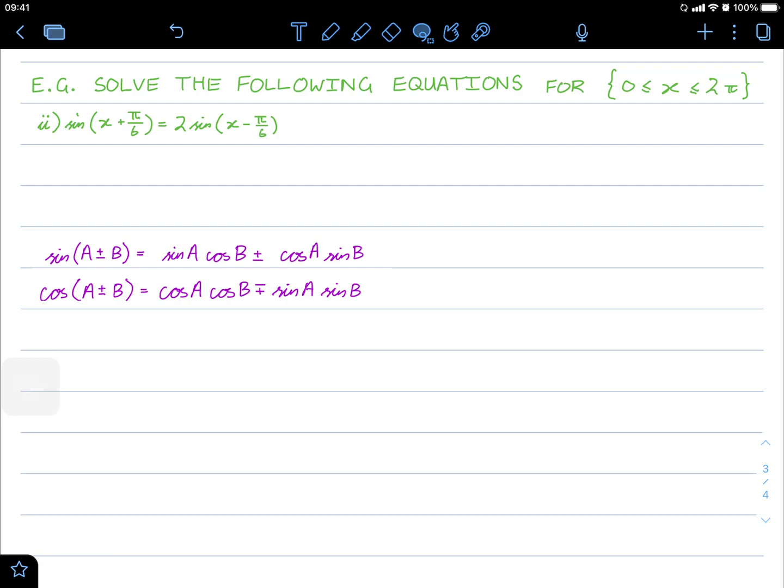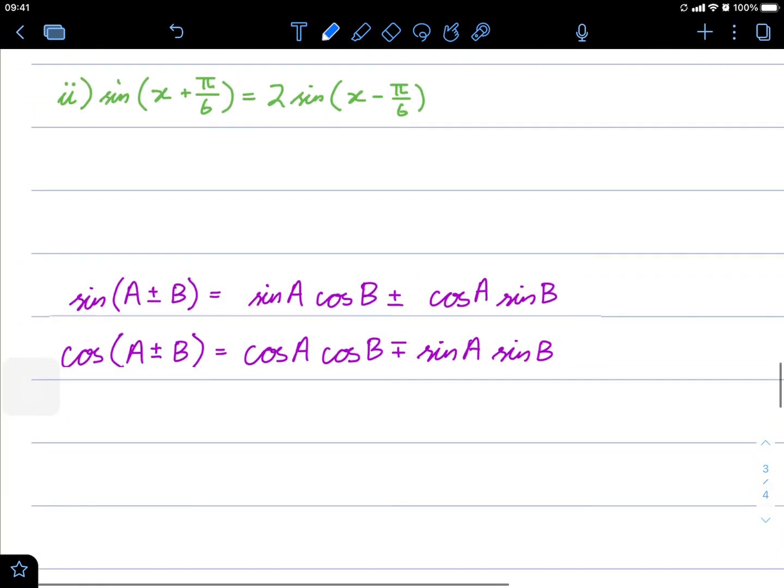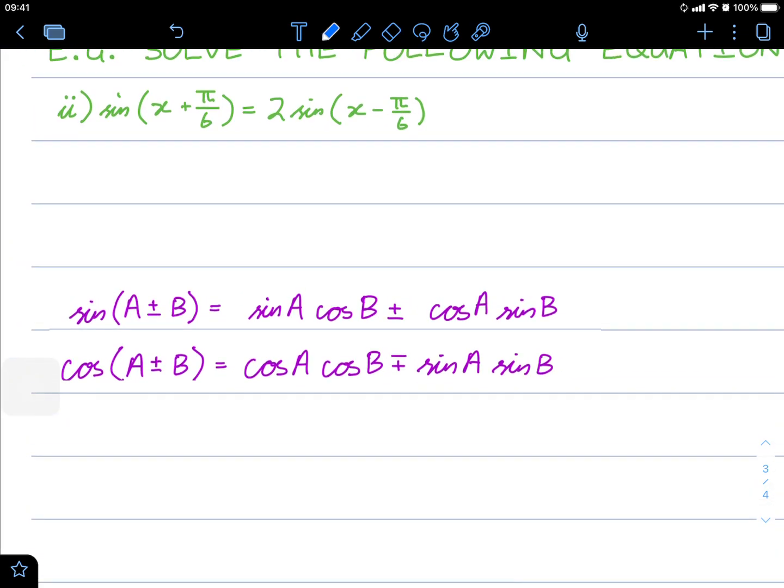Hello class, this is the next example that we'll be doing for the sum and difference of two angles. So you can go ahead and try this yourselves, because I'm about to answer it right about now. So first things first, we need to expand these using the identities here.